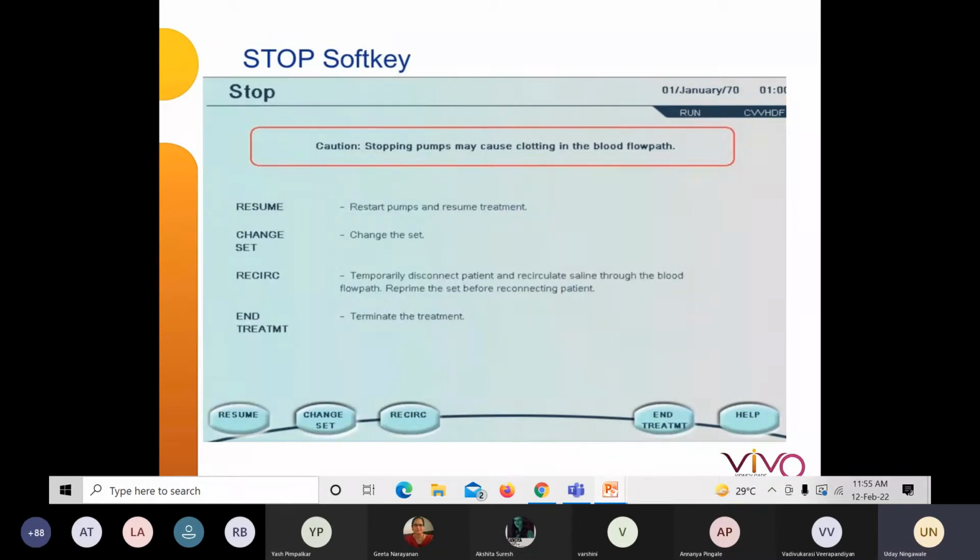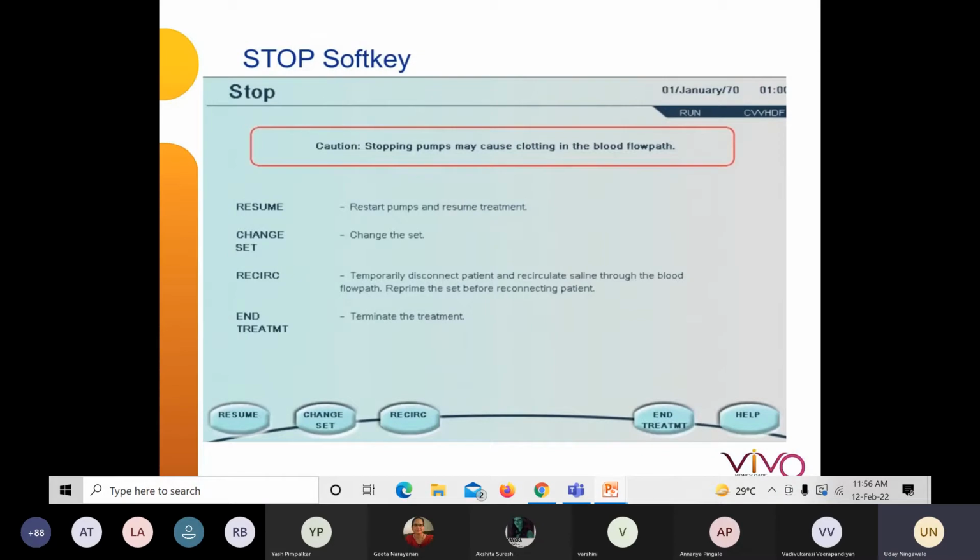So when you press the stop button, if you want to continue, you can resume. If you want to change the set, or put it into recirculation, yes, you can disconnect the patient and put the circuit into recirculation. If at one time the patient becomes critical and resuscitation happens, we just disconnect the circuit, put it into recirculation and continue. After the patient settles, it can be reconnected again. Otherwise, maximum blood can be put back and only the saline is pushed and put into recirculation. When the patient stabilizes, over a period of half an hour to 45 minutes, we can reconnect the circuit again.